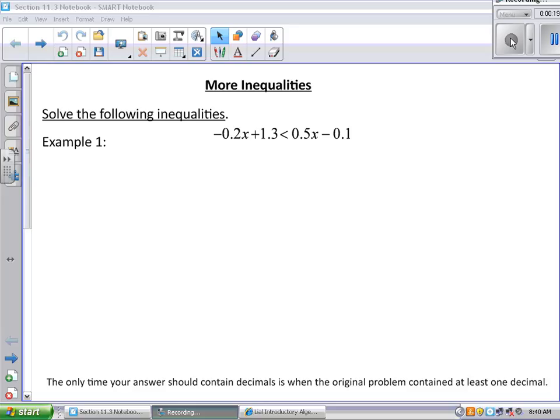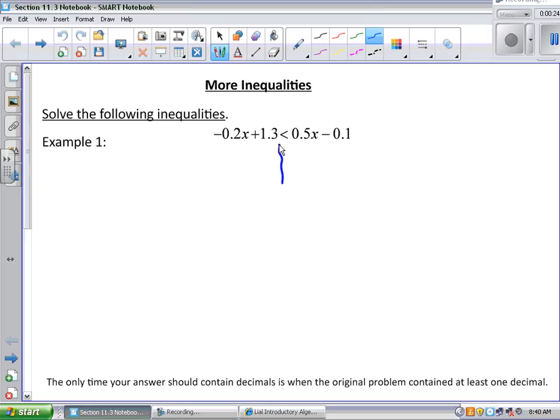To solve an inequality with decimals, you're going to go through the same steps that we did in 11.2. Identify each side of your inequality. We want to get our like terms together, so all the x terms on one side. Here I have minus 0.2x. I'm going to do plus 0.2x on the left and plus 0.2x on the right to get all of my x terms together. Minus 0.2x plus 0.2x is 0, so we have 1.3 is less than.